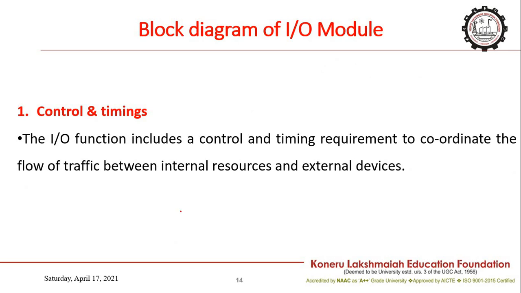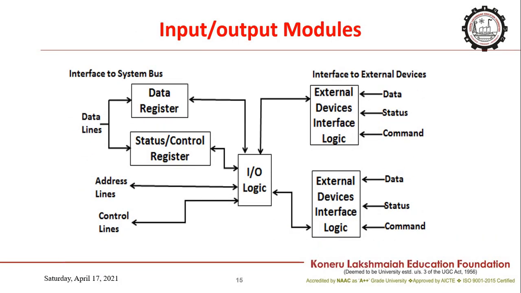And then block diagrams for IO modules, so control and timing. This IO function includes the control and timing requirements to coordinate the flow of traffic between, as I said before, the input output modules. So data register, external devices, status control register, and external device and interface logic. The whole input and output data transfer will be done with the help of this IO logic. IO logic is nothing but the input output module. With the help of this input output module in our CPU, the data gets transferred from one device to another device. It consists of the system bus along with that.